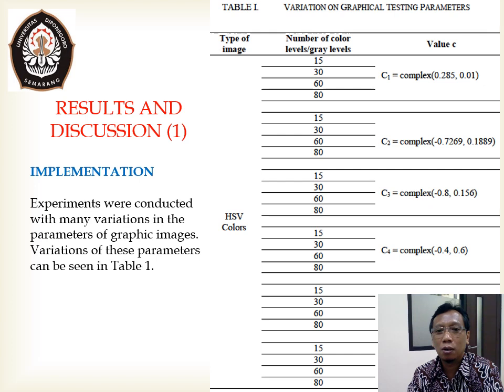We use 15, 30, and until 60 and 80. And this is the value of C: C1, C2, C3, C4, C5, and C6, with the parameter of real and imaginary part in this.